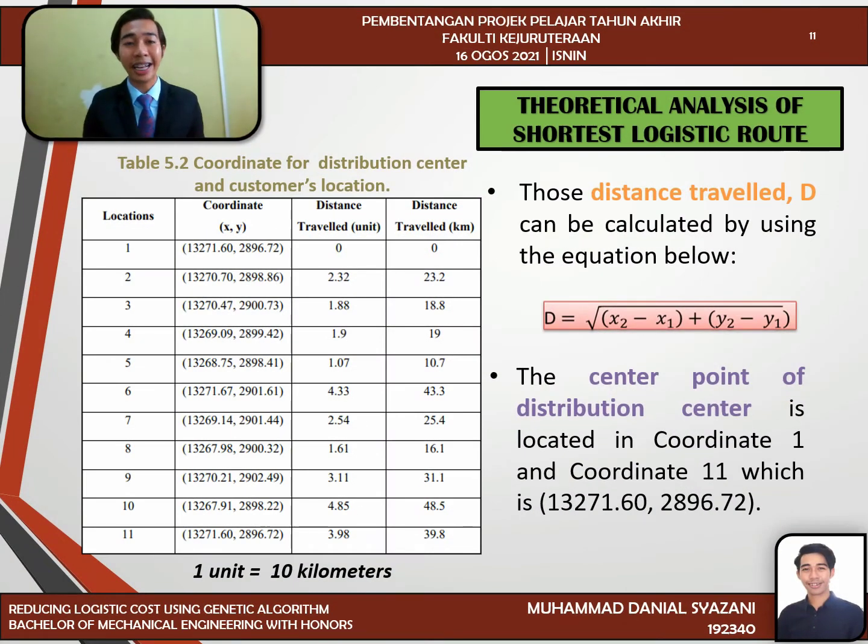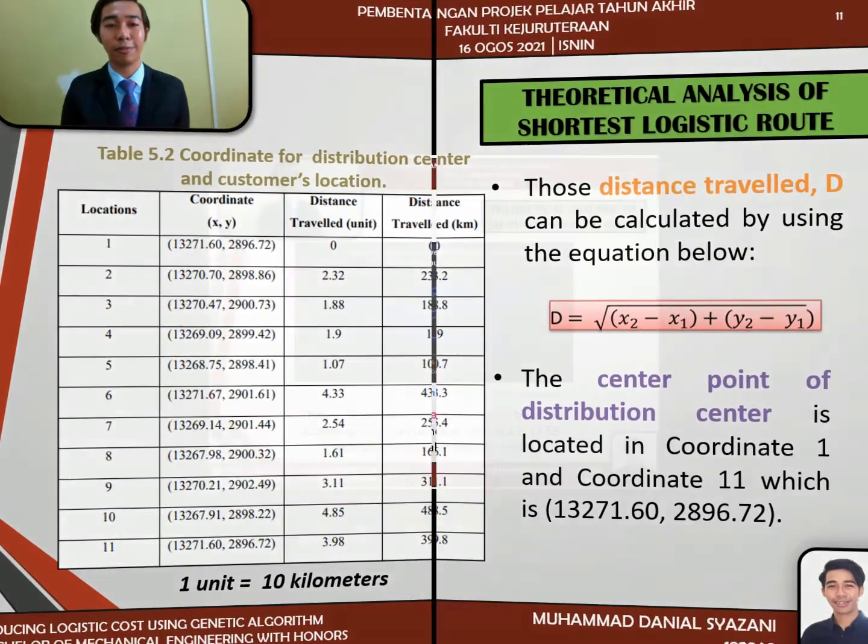Then, for the next slide, Table 5.2 shows the coordinates for the distribution center and also the customer locations. Location 1 and location 11 are the coordinates for the distribution center. Meanwhile, locations 2 to 10 are the 9 customer locations. Besides, distance traveled can be calculated by using the equation in the red box.